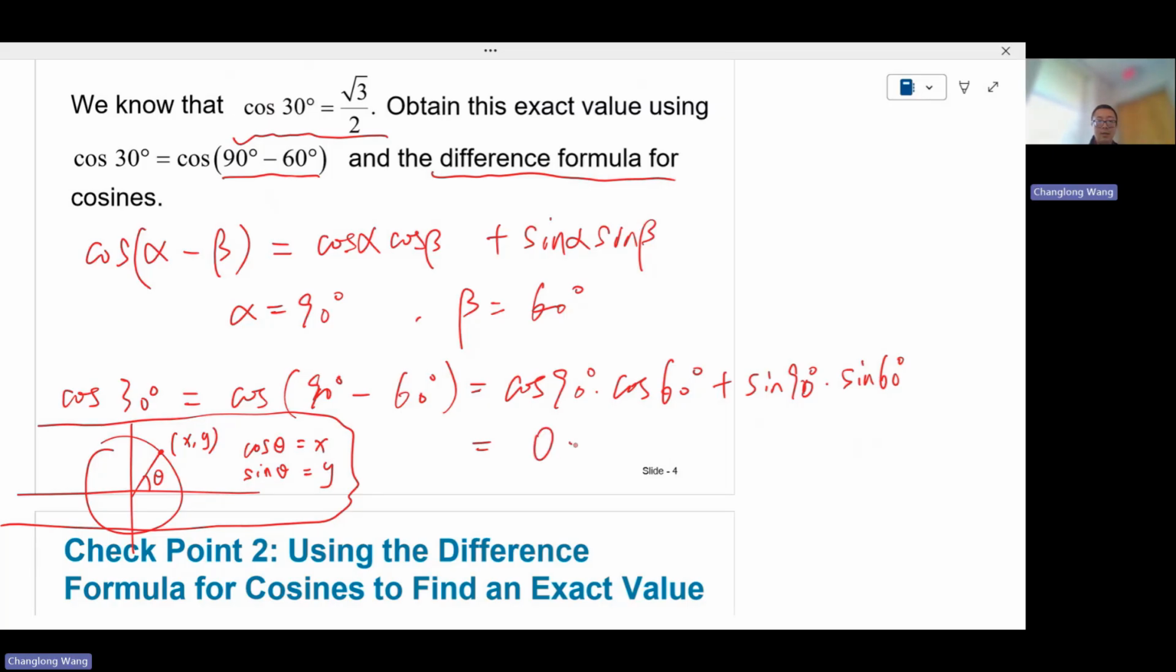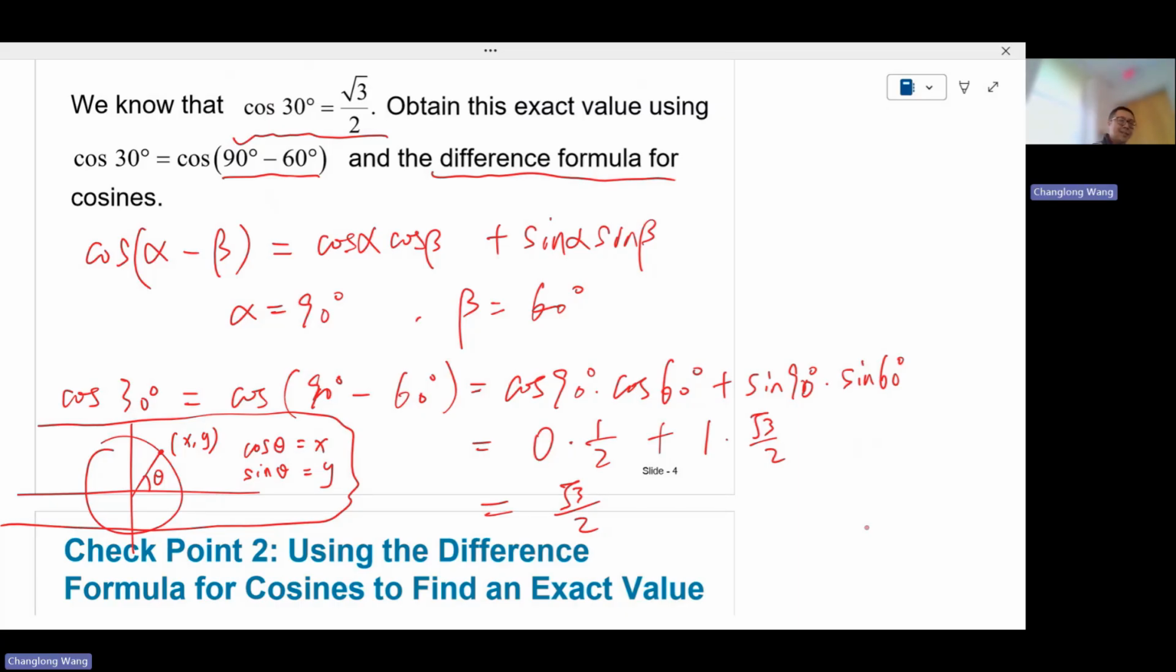0 for cosine 90. Radical 3 over 2, no, my bad, 1/2 for cosine 60. Sine 90 is 1. Sine 60 is radical 3 over 2. When you put them together, it does work out as expected. So cosine 30 is indeed radical 3 over 2.